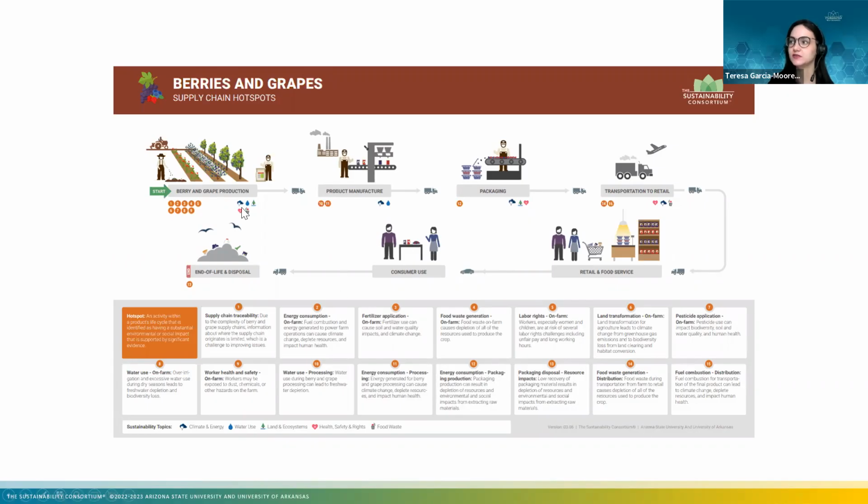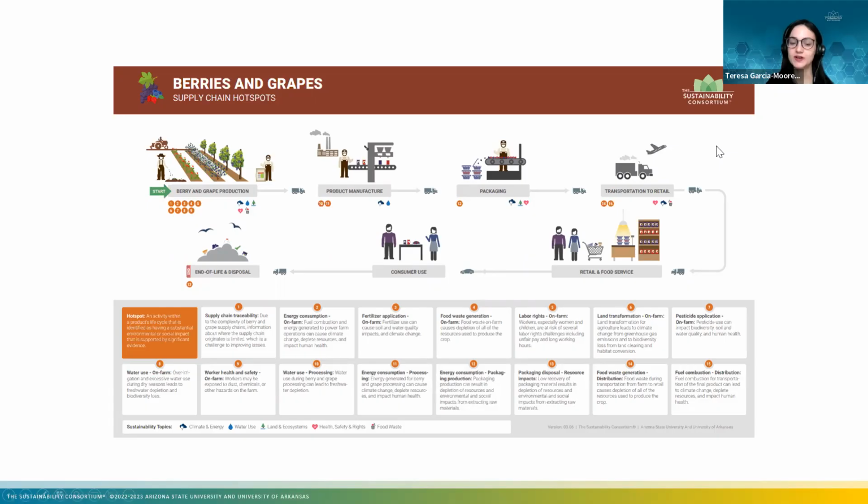We have identified that by looking at the entire supply chain. So we can see here from production through manufacturing, packaging, transportation to retail, consumer use, and end-of-life disposal. We conduct a cradle-to-grave analysis based on scientific research. As we can see in the supply chain diagram, for example, most of the environmental and social impact of the production of berries and grapes is concentrated at this farm level stage of the supply chain. So we have around 9 social and environmental hotspots just in that stage.